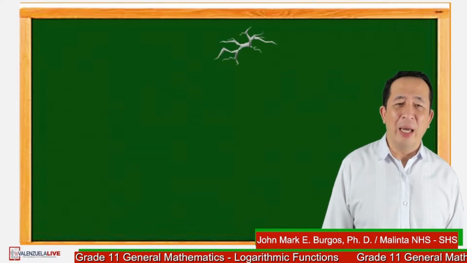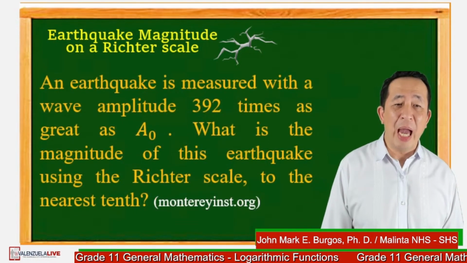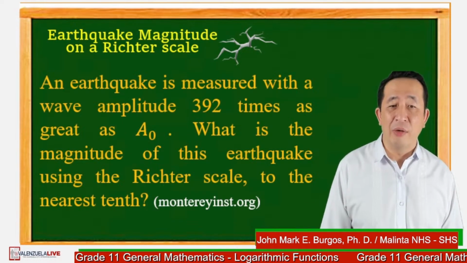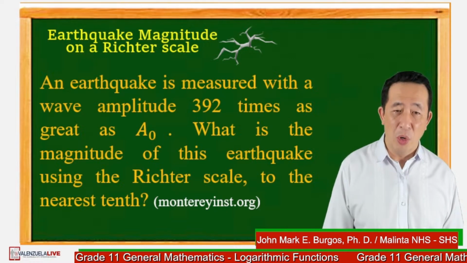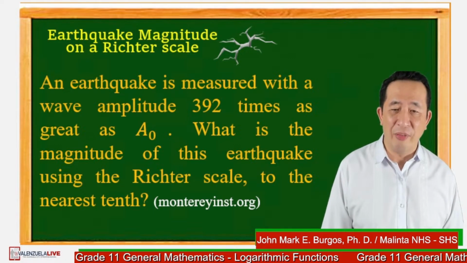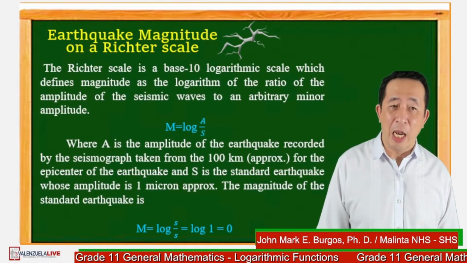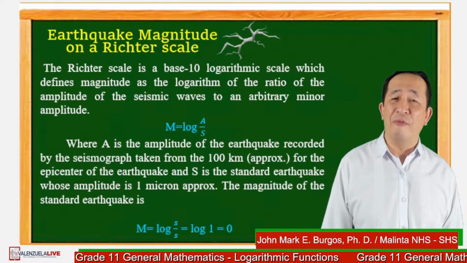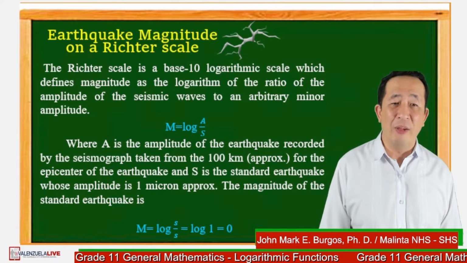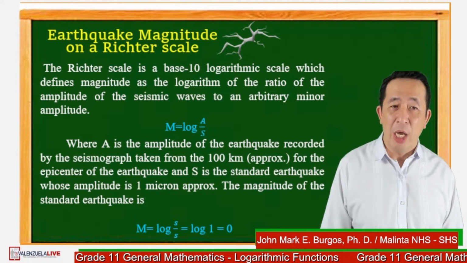An earthquake is measured with a wave amplitude of 392 times as great as a subzero. What is the magnitude of this earthquake using the Richter scale to the nearest tenth? The Richter scale is a base 10 logarithmic scale which defines magnitude as the logarithm of the ratio of the amplitude of the seismic waves to an arbitrary minor amplitude.